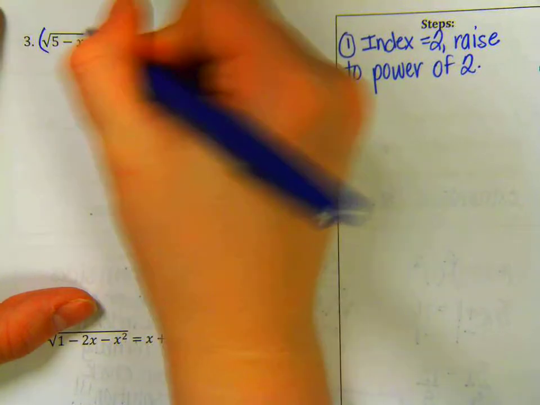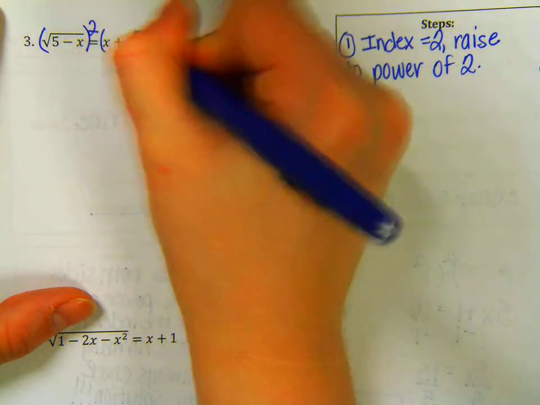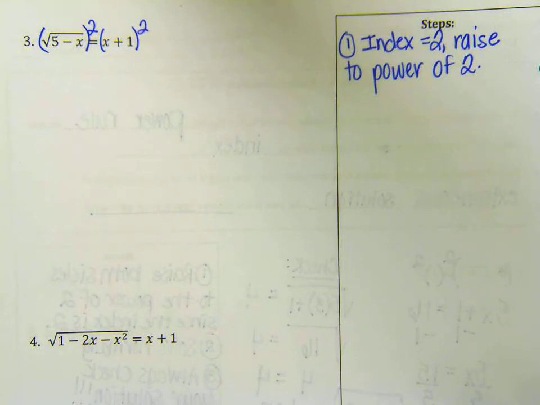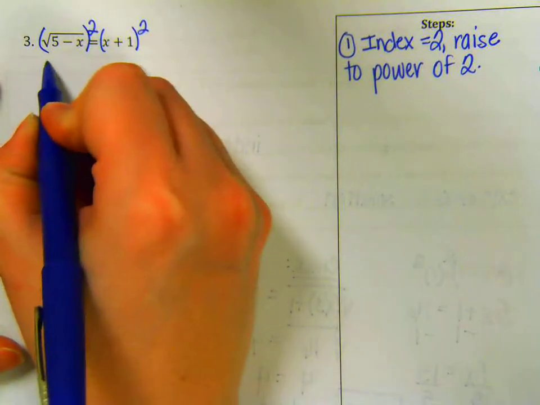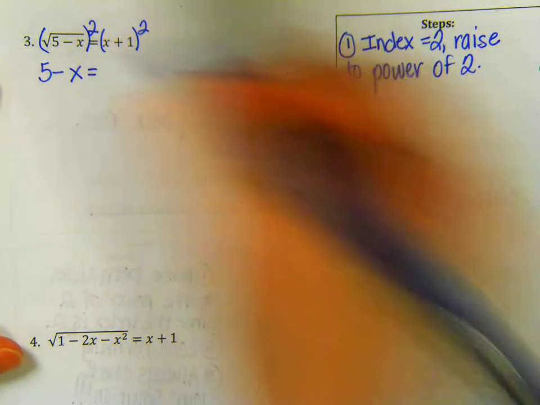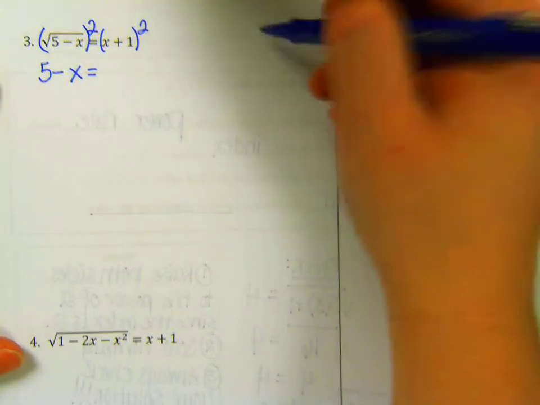So I'm squaring the left, squaring the right. Now, since I have x plus 1 squared, that's going to end up being a binomial times a binomial, so I have to use the box method. On the left, it's easy. I end up with 5 minus x. But this one, I end up having to do box.